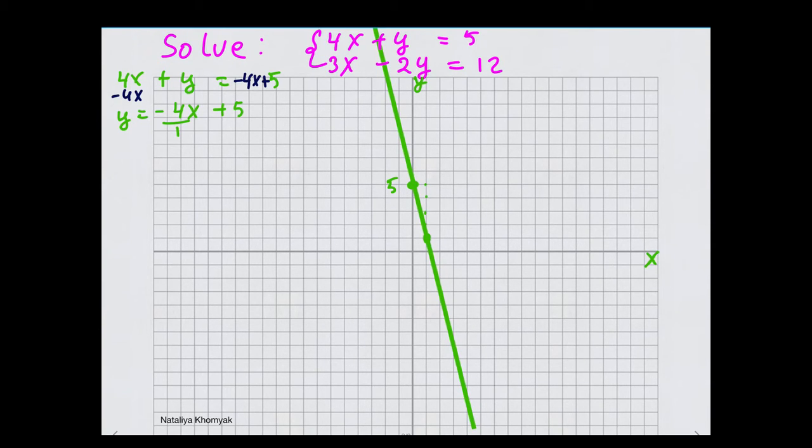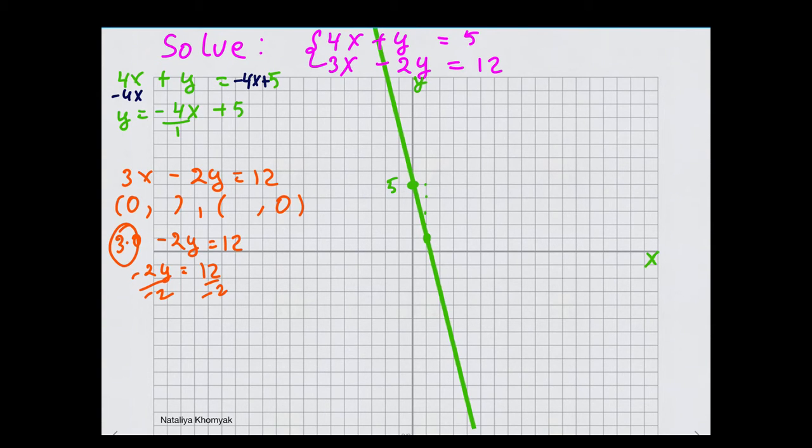And the second line I'm going to graph in orange, and we have 3x minus 2y equals 12. And this one I'm going to do by intercepts. For the y-intercept, we're going to plug in 0 instead of x. So we have 3 times 0 minus 2y equals 12. That's a 0. So negative 2y equals 12. Dividing by negative 2, y is equal to negative 6. So that's our first point.